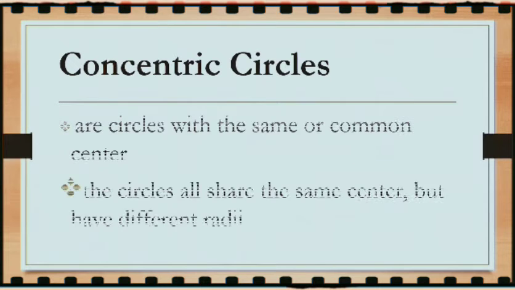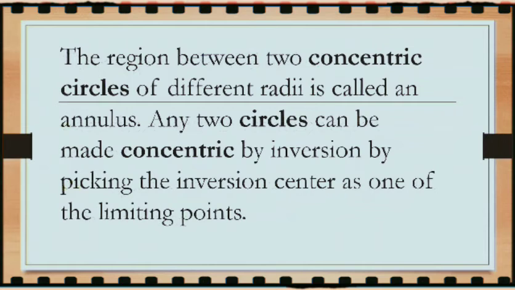Concentric circles are circles with the same or common center. Parehas sila ng gitna. And the circles all share the same center but have different radii. As what I've said kanina, that radii is yung sukat ng laki, magkakaiba yung sukat ng laki ng isang bilog. The region between two concentric circles of different radii is called an annulus.